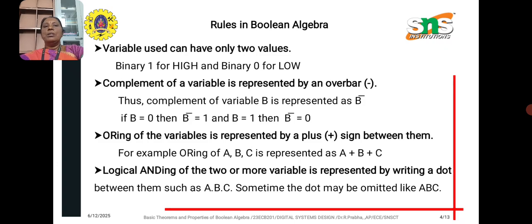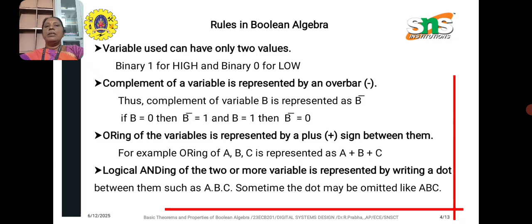Another rule is that the complement of a variable in Boolean algebra is represented by an over bar above the variable. For example, if we take a variable b, its complement is represented as b bar. If b has the binary value 0, b bar should be 1, the complement of 0. Suppose b is equal to 1, its complement b bar is 0. So this is the complement operation.